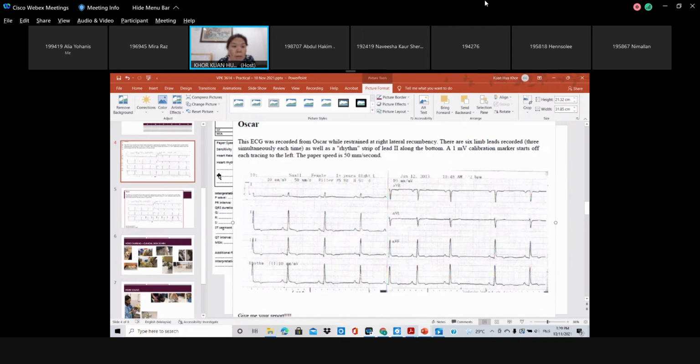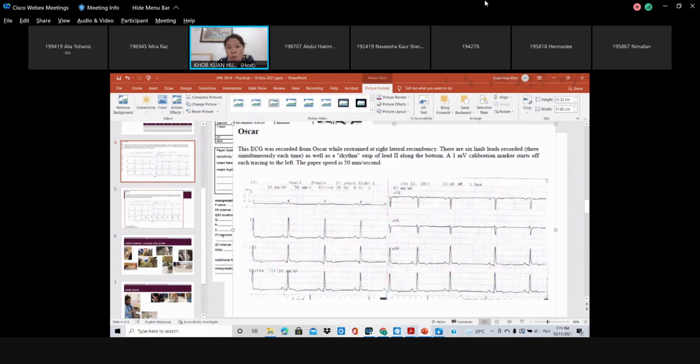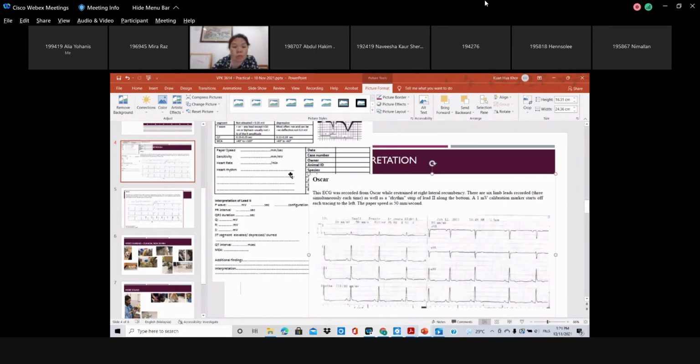Not 0.04? 2 small boxes. 1 over 50. Use a calculator. 1 over 50 is 0.02 per that small little box. So if it is 2 boxes, then 0.04 second. Okay, here is 0.04. Configuration, nothing abnormal, right? So it's a normal sinus configuration. So you just write there normal.